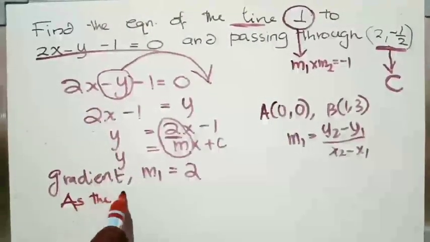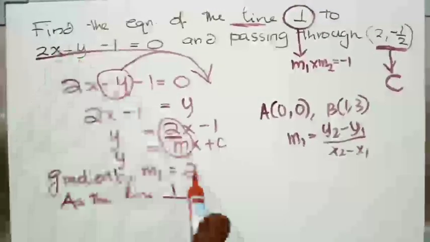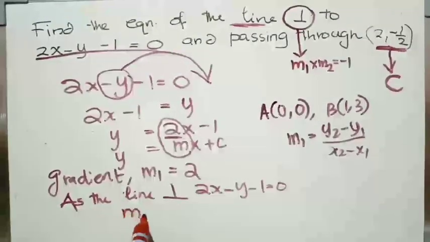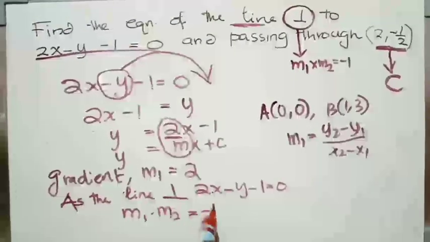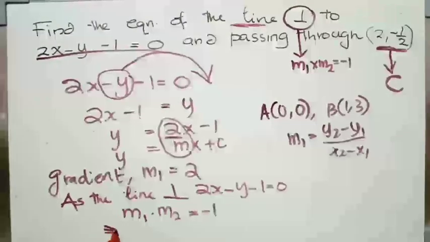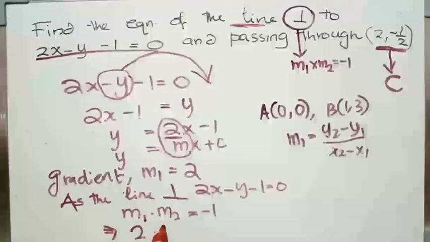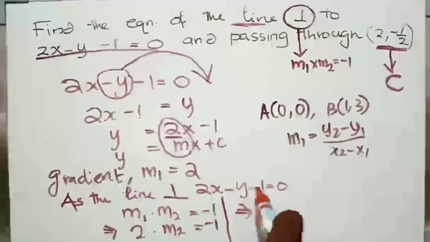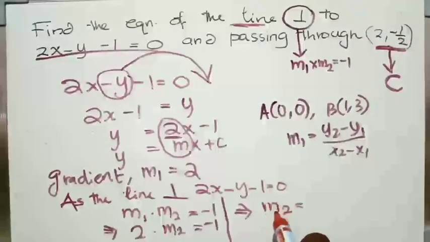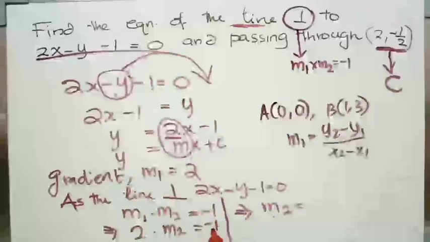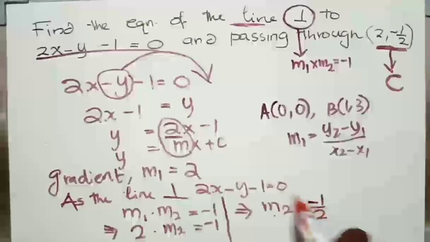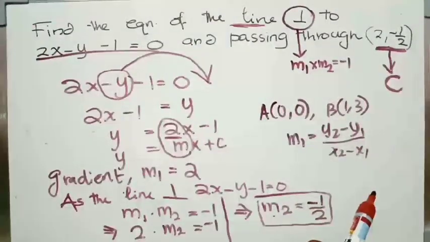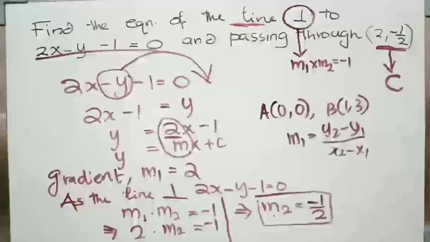Now let's find the gradient of required line. As the line is perpendicular to 2x minus y minus 1 equals 0, we get the concept m1 into m2 is equal to minus 1. That implies m1, you know already m1 as 2, times m2 is equal to minus 1, which gives us the result as m2 is equal to, what is m2? Gradient of required line. That's equal to, transpose 2 to right side, we get minus 1 divided by 2. So this is the gradient of required line. So we got the gradient of required line. Now we want c. Let's find c now.